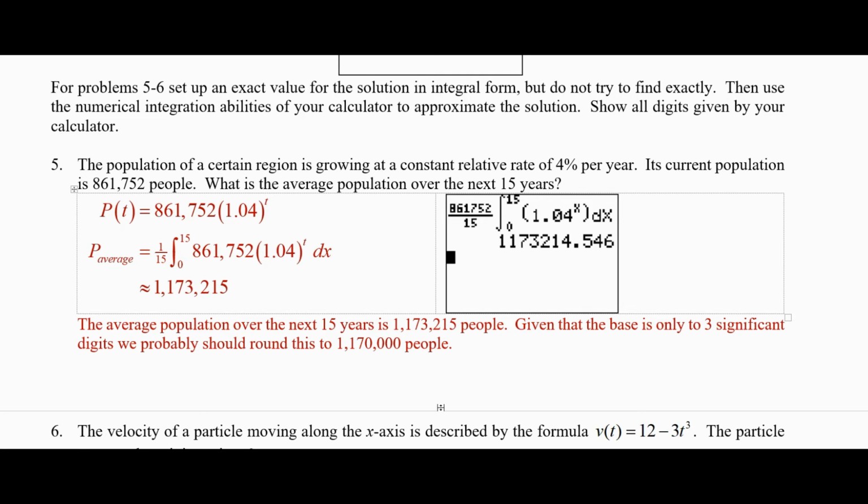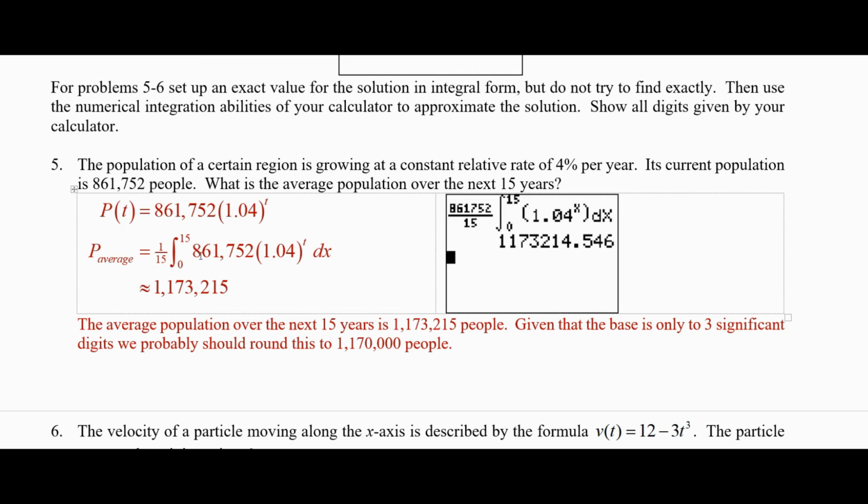So the population of a certain region is growing at a constant relative rate of 4% per year. Notice that it says a relative rate, not a continuous rate or exponential rate. It is an exponential function with a constant rate. Its current population is given there, 861,752 people. So for an exponential growth model like that, you have your initial amount times 1 plus the rate, to the t power. Since that is an annual rate, t must be measured in years here. So 1 plus the 4% is 1.04. Every year we're multiplying by 1.04. That will keep what we've got and add 4% to it.